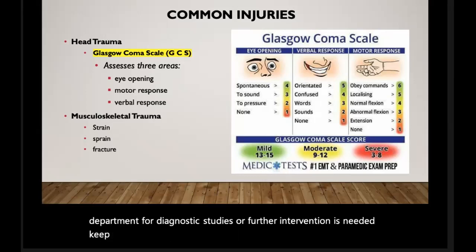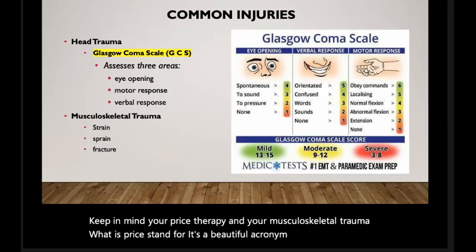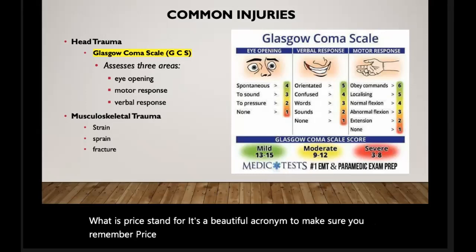Keep in mind your PRICE therapy in your musculoskeletal trauma. What does PRICE stand for? It's a beautiful acronym to make sure you remember. P being protection, R being rest, I being ice, C for compression, and E for elevation.